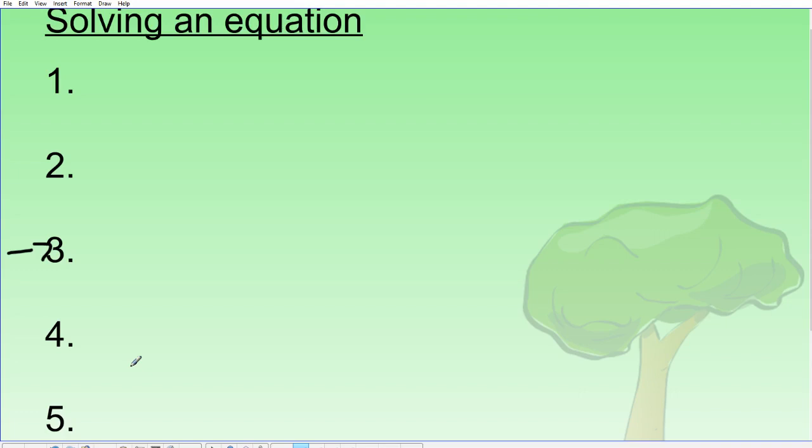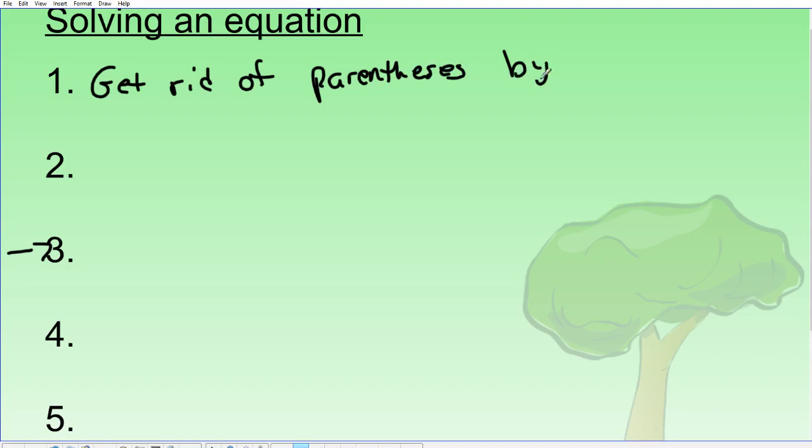You can use this to go, okay, what do I do first? What do I do next? And next, and next, and go the whole way down from top to bottom when you're solving an equation. So the first thing you're going to do when you're solving an equation, just like order of operations, just like when we were doing the exponential properties, the very first thing you usually try to do is get rid of your parentheses. Get rid of parentheses. And the way we do that is by distributing.